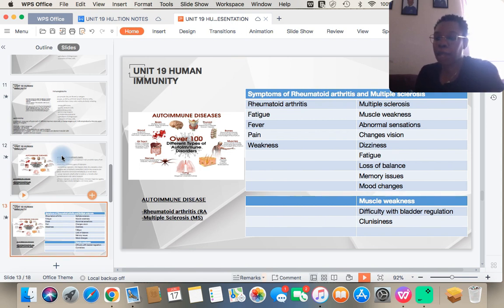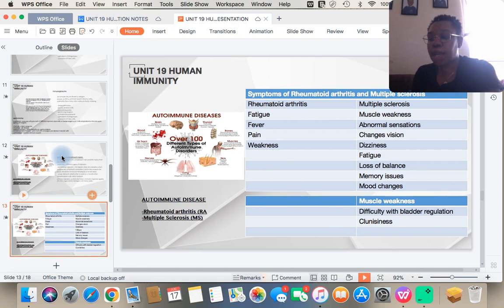The second autoimmune condition is multiple sclerosis, which damages the protective cover around the nerves. This is called myelin and is located in the central nervous system. It may cause muscle weakness, vision changes, and memory issues. Unfortunately, there is no cure for it, but treatment options are available to decrease ongoing damage and manage symptoms.